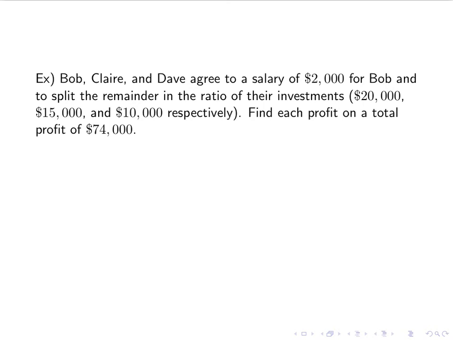So let's try another one. Bob, Claire, and Dave agree to pay a salary of $2,000 for Bob and to split the remainder in the ratio of their investments, which were $20,000, $15,000, and $10,000 respectively. Find each profit on a total profit of $74,000.